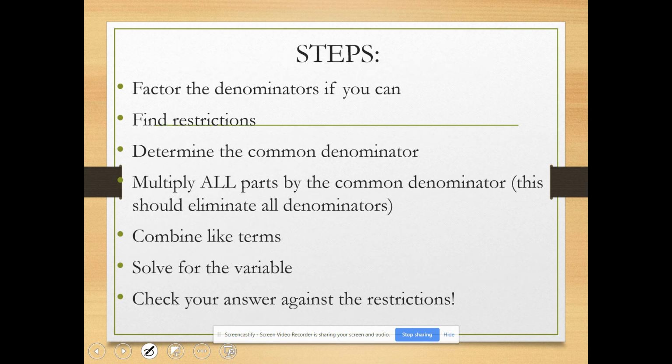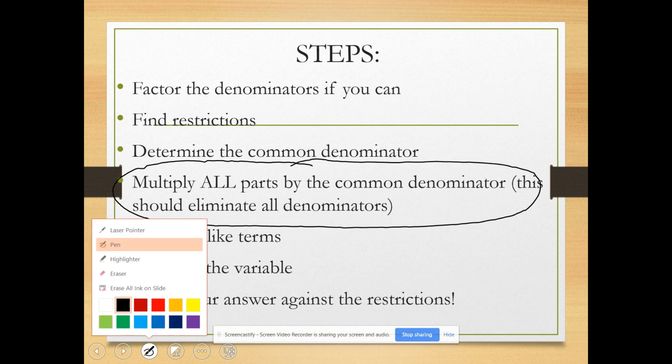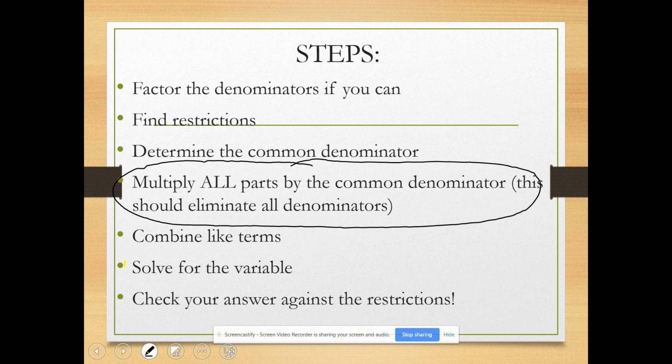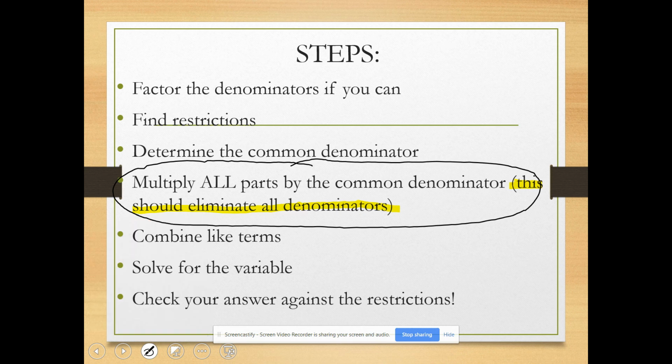So our steps. We're going to start with factoring the denominators if we can. Find our restrictions. Figure out our common denominator. And multiply all parts by our common denominator. This should eliminate all of our denominators so we don't have a fraction anymore. Once we've done that, we combine like terms, solve for the variable, and check our answer against the restrictions.